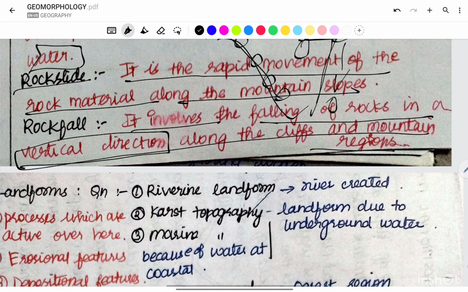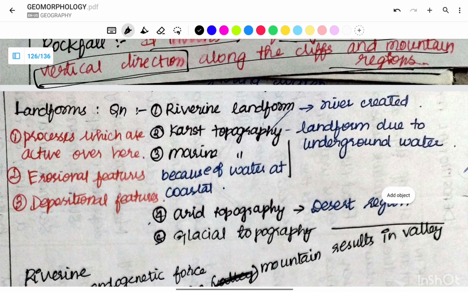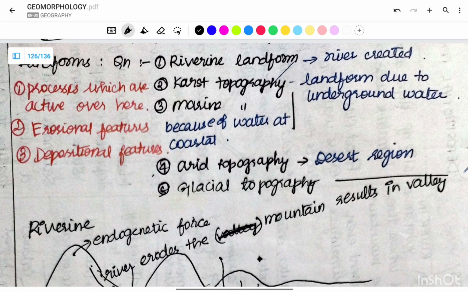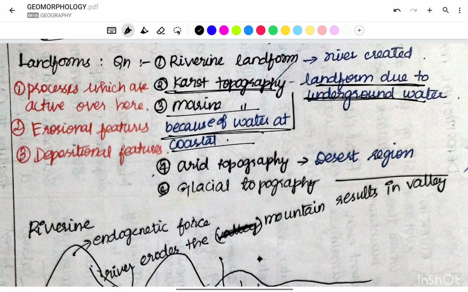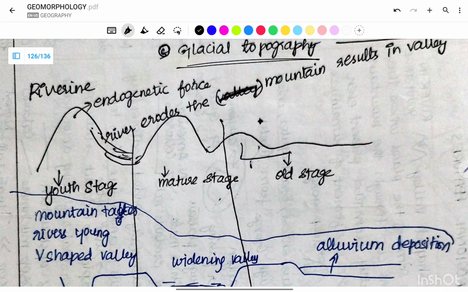A riverine landform is a landform created by the river, and then we have the processes active there. Karst topography is the landform due to underground water. Marine is because of water at the coast. Arid is a desert, and then glacial topography.